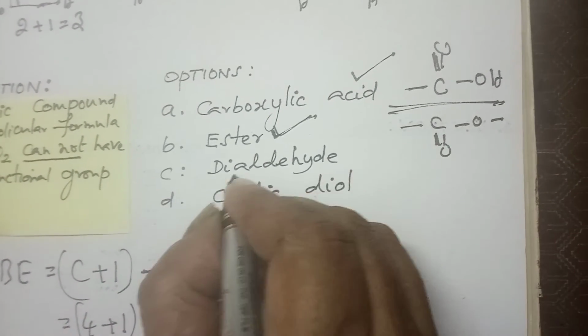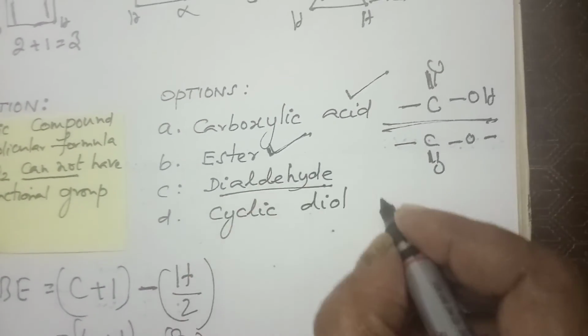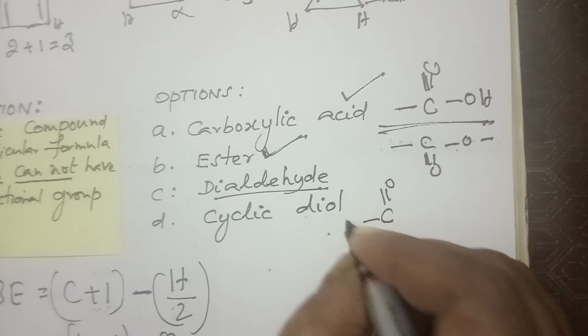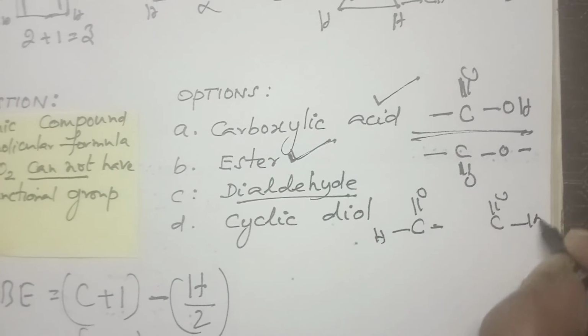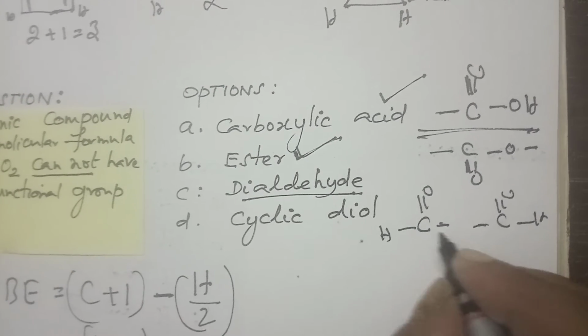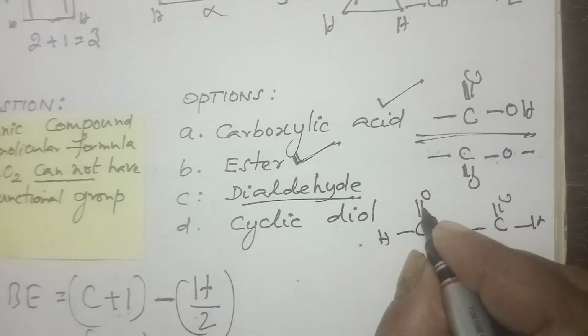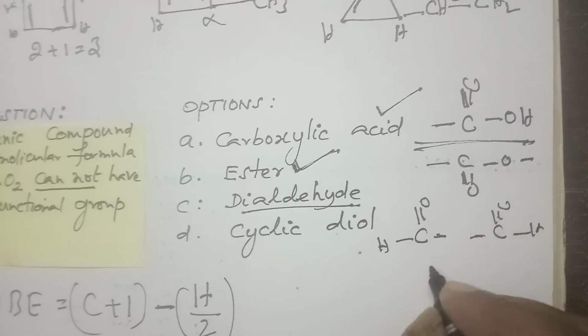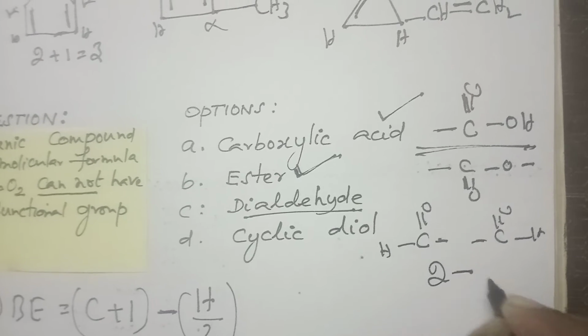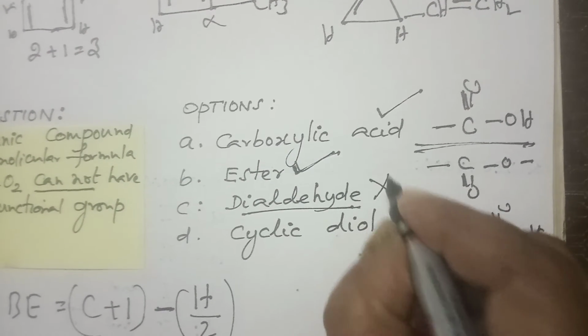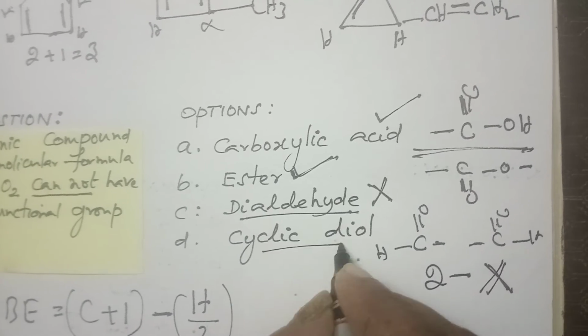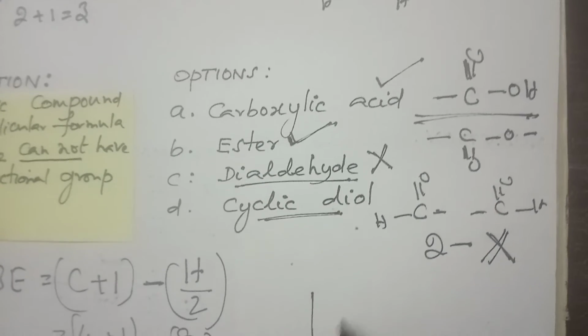Now let us go to the dialdehyde. This is one aldehyde group, and this is another aldehyde group. What is understood is that one molecule should have 2 pi bonds, meaning the degree of unsaturation should be 2, so dialdehyde is not possible. This cannot be written. Let us see the cyclic diol. What is the formula for the cyclic diol?